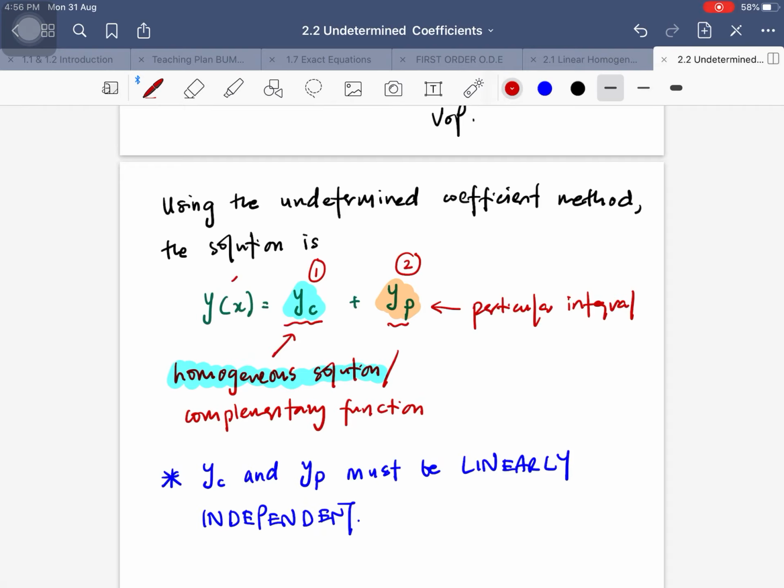Okay, and then the second component will be the yp. yp is going to depend on your function f of x. So I'll put over here, depends on f of x. yp is known as the particular integral. That's what the p stands for, particular integral, right? So you have to find yc and yp, put them together. That will be the solution when you're using the undetermined coefficient method.